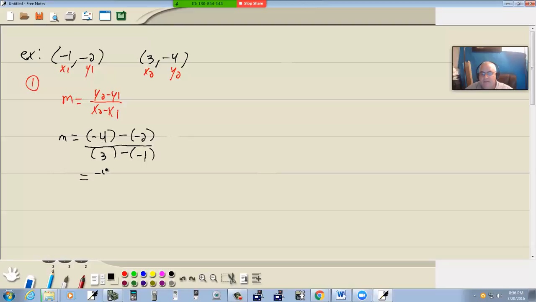So we're going to have negative 4, minus a negative gives us a positive 2. 3, minus a negative gives us a positive 1. Negative 4 plus 2 is negative 2. 3 plus 1 is 4, which reduces to negative 1/2. Step 2.